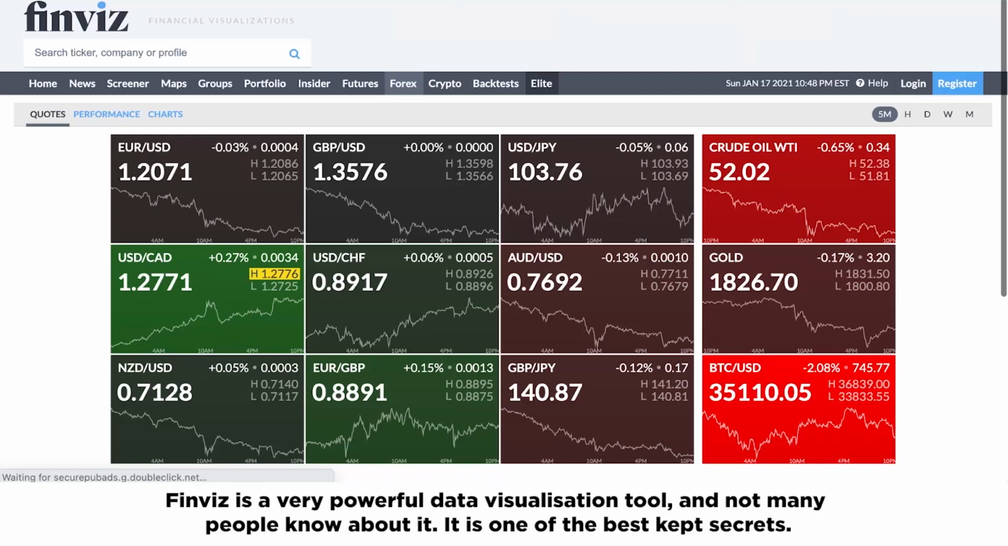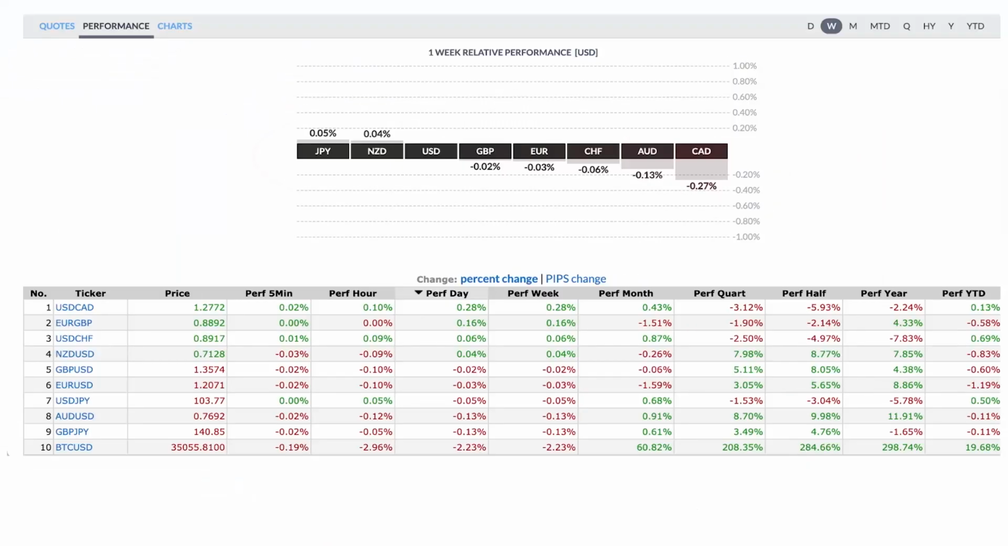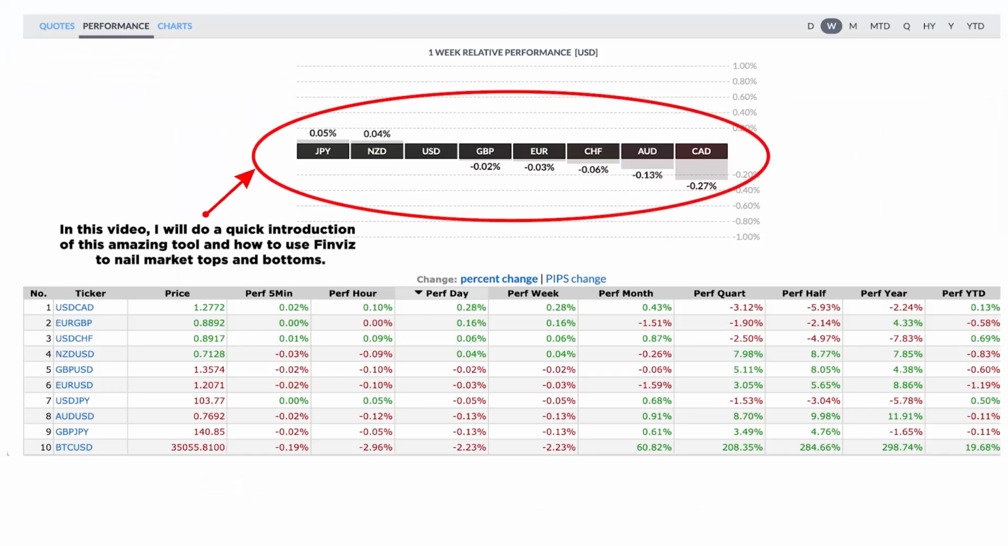Finviz is a very powerful data visualization tool, and not many people know about it. It is one of the best kept secrets. And even people who heard about it, many do not know how to incorporate it into their trading analysis. Think of it as having the infinity gauntlet in your hands, but not knowing that the power lies in snapping your fingers. So in this video, if you do not know what Finviz is, then I'll do a quick introduction of this amazing tool to you.